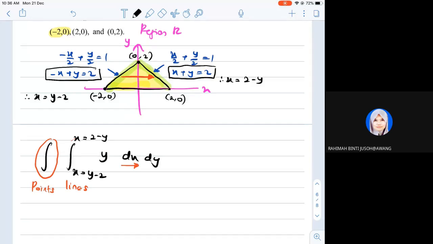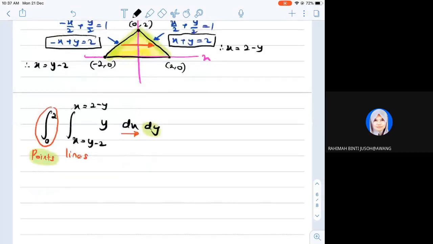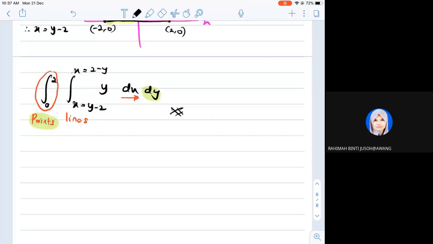Okay, now anyone can give me the limit for y? Y from where to where? Remember the points. The 0 points until on y. Yes, 0 until 2. Well done. So we have from 0 until 2. Okay, so that's it. That's the integration. Or, okay, this is dx dy. Or alternative method.